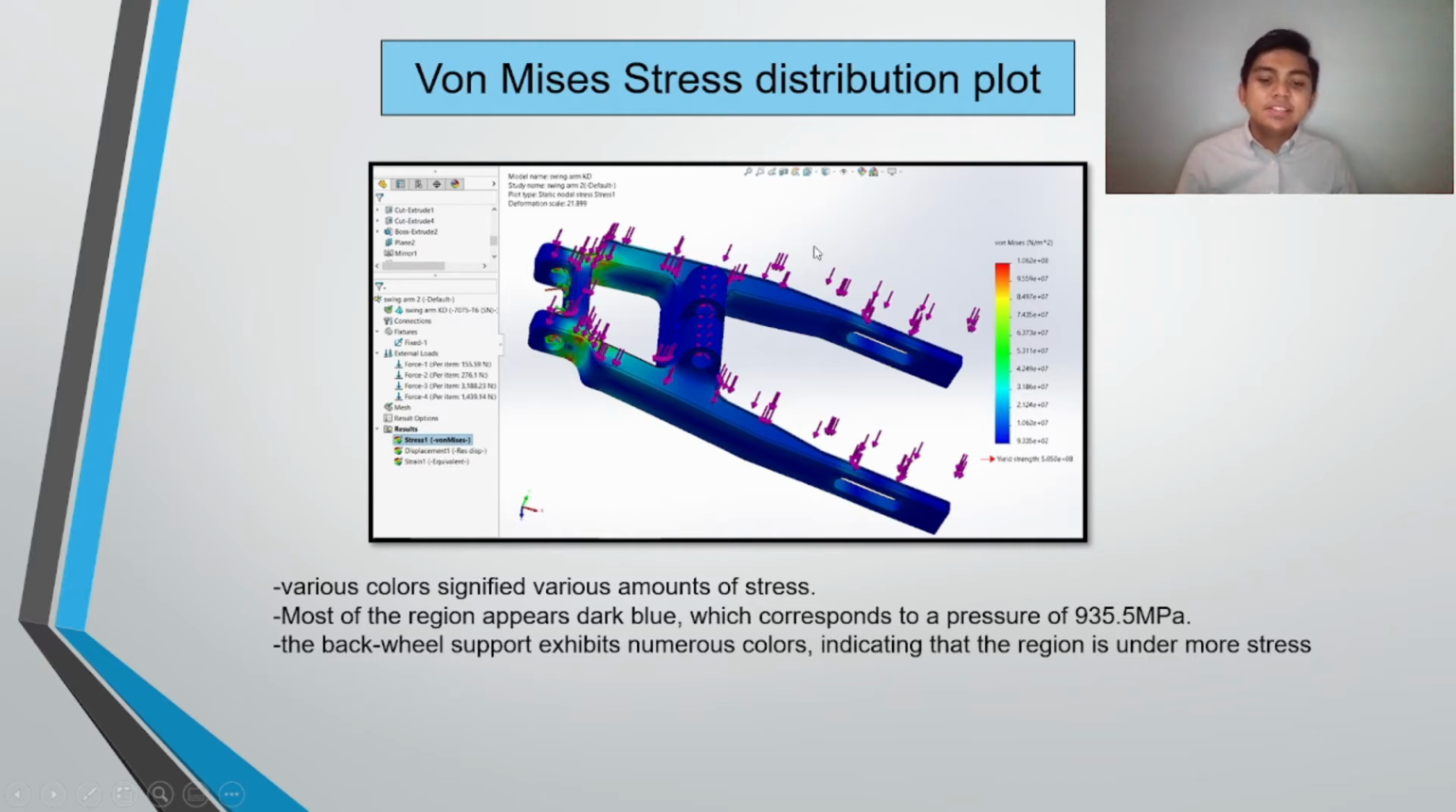According to the stress distribution meter on the right side of the von Mises plot, various colors signify various amounts of stress. Most of the region appears dark blue, which corresponds to a stress of 935.5 megapascal. However, the back support exhibits numerous colors, indicating the region is under more stress.